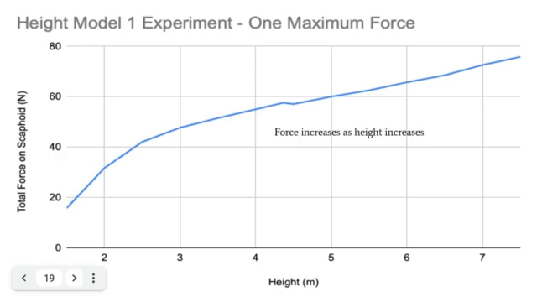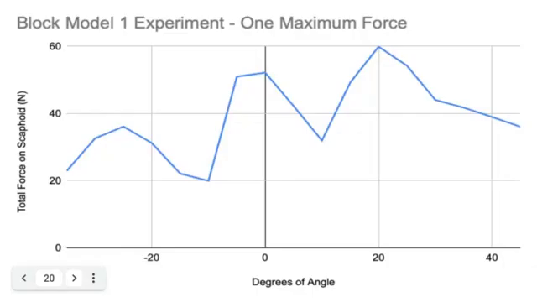The results for the height experiment saw the one maximum force generally increase as the height increased. For Model 1, the one maximum force increased in magnitude from 1.5 meters to 7.5 meters overall. For Model 2, the one maximum force generally increased in magnitude from 2 meters to 8 meters.